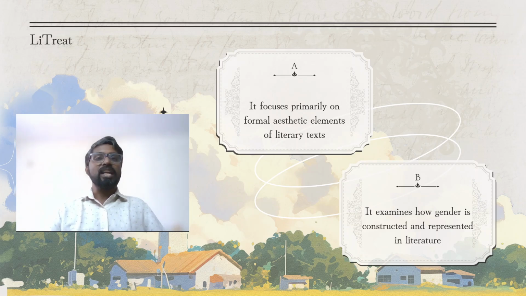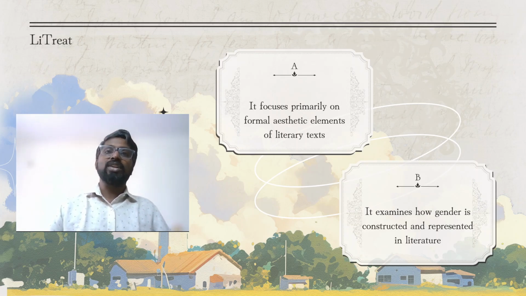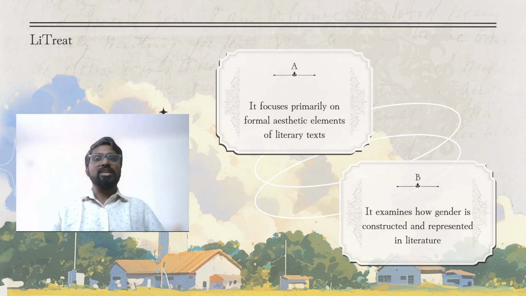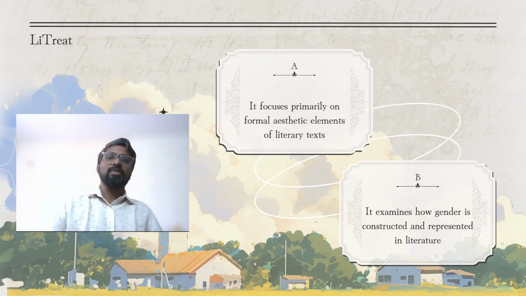Feminist criticism examines how gender is constructed and represented in literature, analyzing the power dynamics and challenging patriarchal assumptions that have historically dominated literary production and criticism. This focus on gender construction was correctly identified in the July 2016 NET examination.